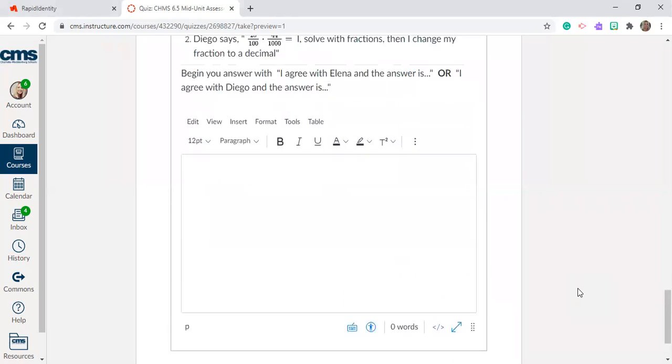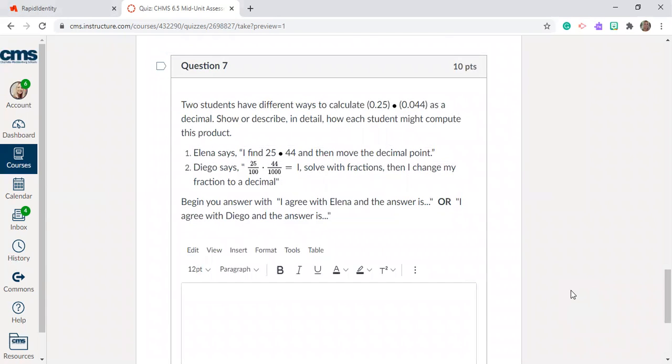This is the last question. So once you finish, go ahead and look over your answers. Make sure you've selected an answer for each question before submitting.